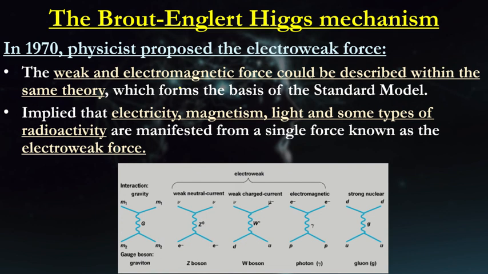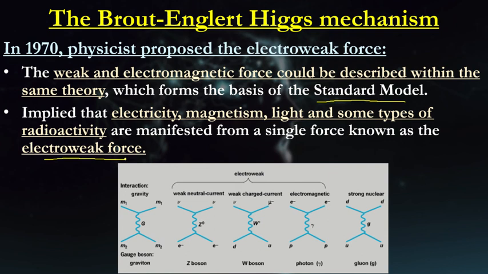Okay, so in the 1970s, two scientists predicted the weak electromagnetic force within the standard model of matter. The idea of this implied that electricity, magnetism, light, and some types of radioactivity are manifested by a single force known as the electroweak force.